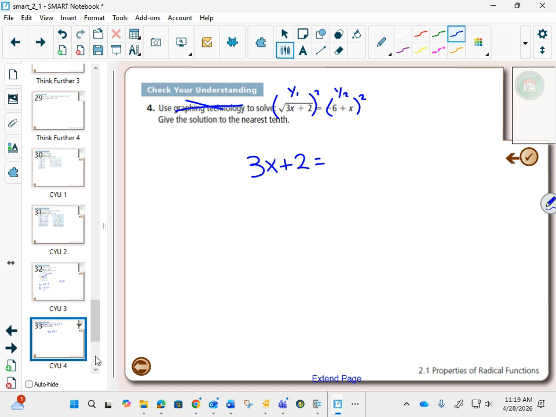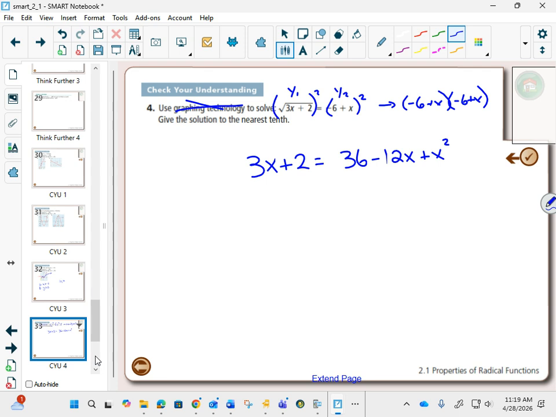This side, when I square, I have to be careful because it really means -6 plus x times -6 plus x, so I've got to be careful. And so I multiply that out, I'm going to get 36 minus 12x plus x squared. And when I square both sides, this becomes a quadratic equation.